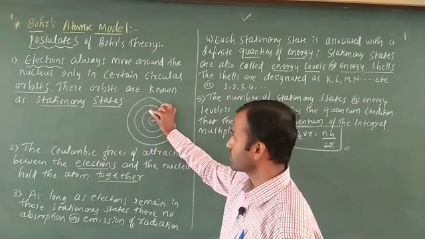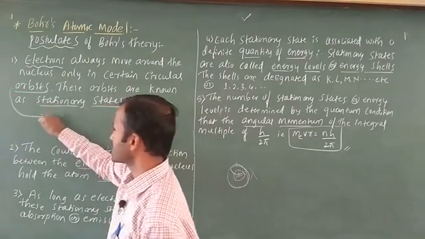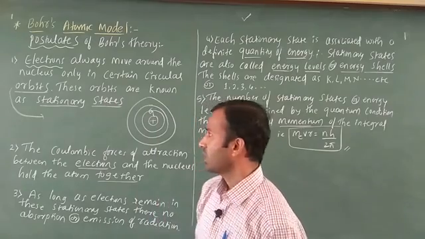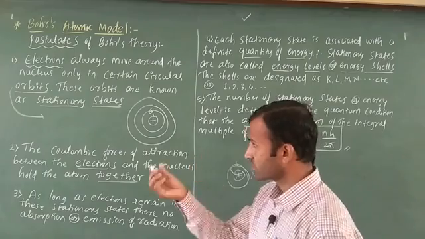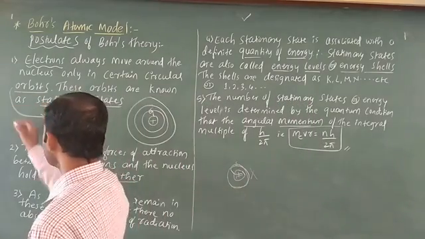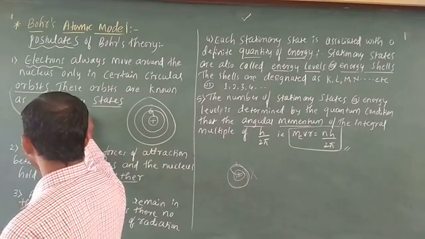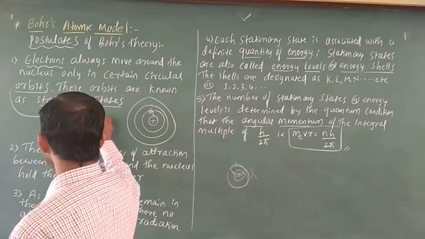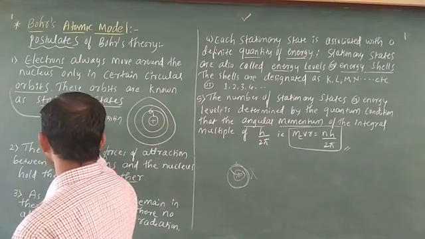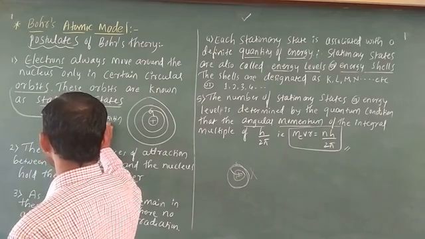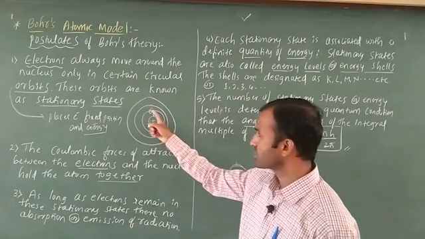Stationary states means, try to understand, this one indicates orbits. What is the meaning of orbit? It means the place where the electron is, and it has energy. It has a fixed position and fixed energy. That is important. Orbits: places where the electron has a fixed position and energy. The electron has a fixed position.